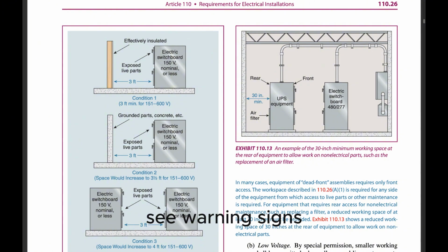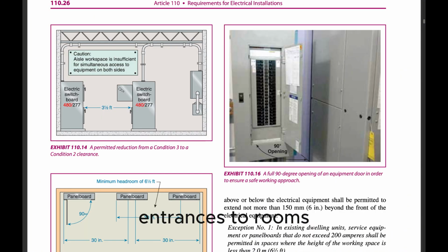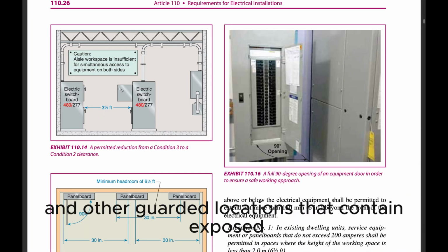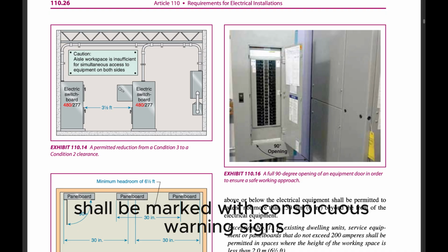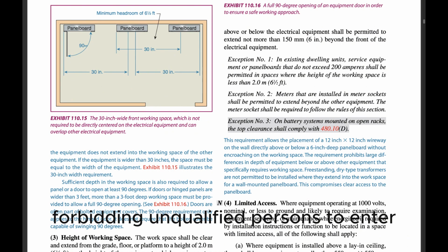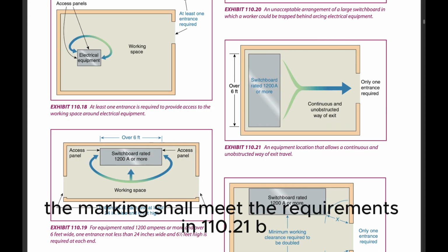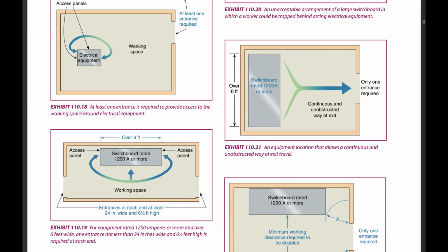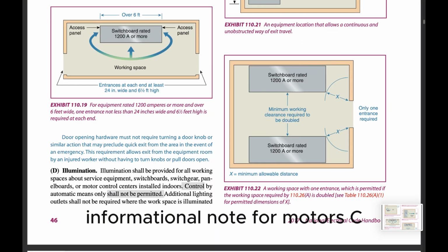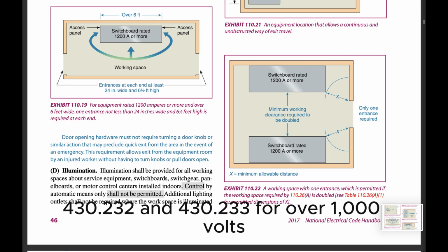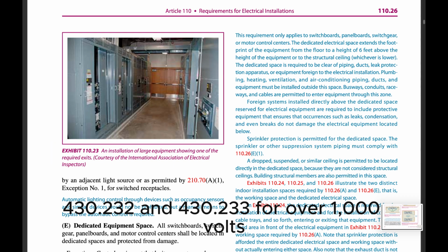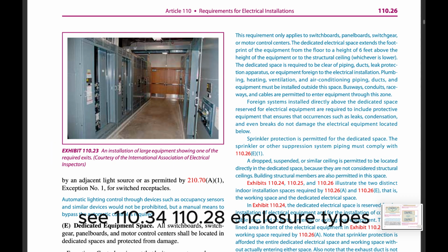Warning signs. Entrances to rooms and other guarded locations that contain exposed live parts shall be marked with conspicuous warning signs forbidding unqualified persons to enter. The marking shall meet the requirements in 110.21(B). Informational note: For motors, see 430.232 and 430.233. For over 1000 volts, see 110.34.